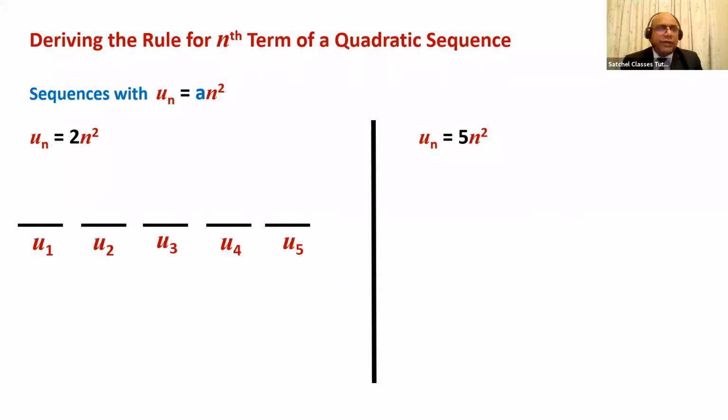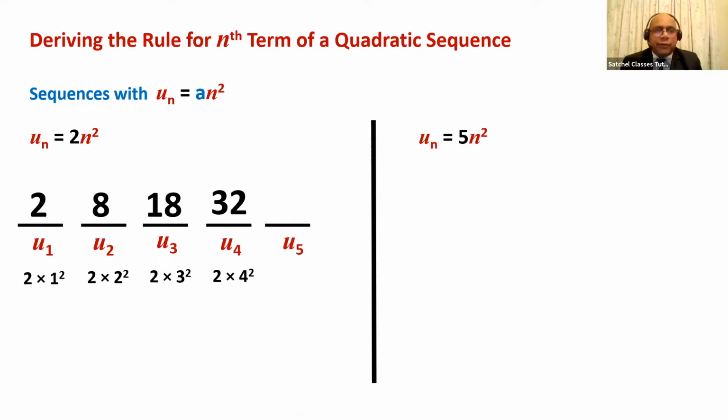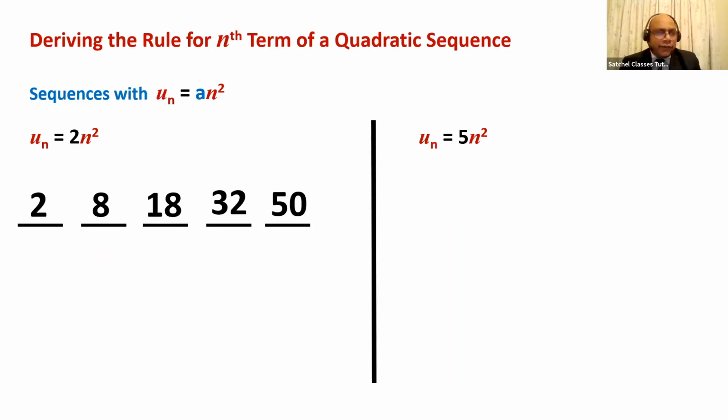In the first case, the first term will be 2 times 1 squared, which is 2. Second term will be 2 times 2 squared, which is 8. The third term will be 2 times 3 squared, which is 18. The fourth term will be 2 times 4 squared, which is 32. And the fifth term will be 2 times 5 squared, which is 50. Remember, for each term, all I need to do is replace n with that term number. For third term, n is 3, fifth term, n is 5. Right, so these are the first 5 terms of the sequence given by 2n squared.